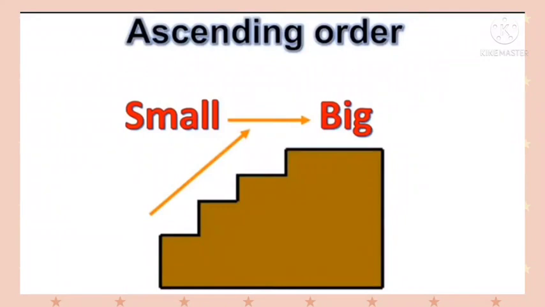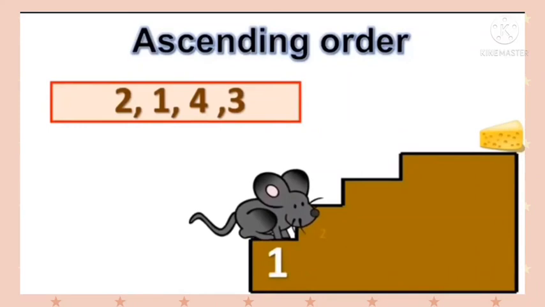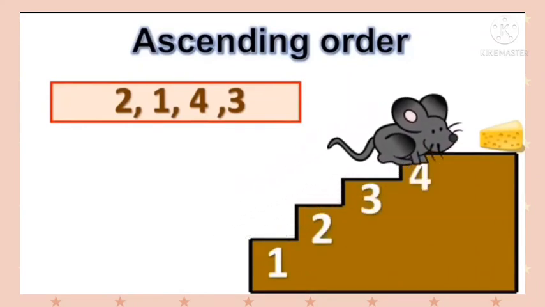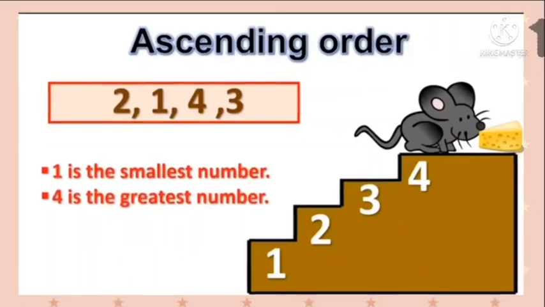Here we have Mr. Mouse who wants to eat the cheese, but the cheese is upstairs. Now, can you help Mr. Mouse go upstairs by arranging the numbers in ascending order? Yes, first number should be 1. Next is 2, then 3, and the last is 4. Yes, Mr. Mouse is very happy to eat the cheese. Here, 1 is the smallest number and the greatest number is 4.